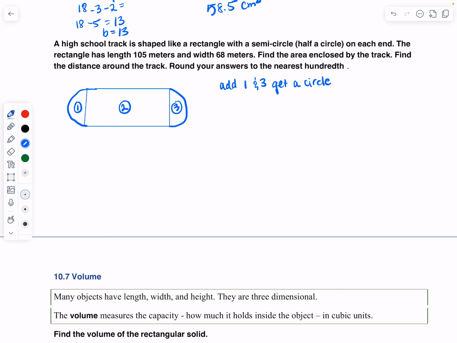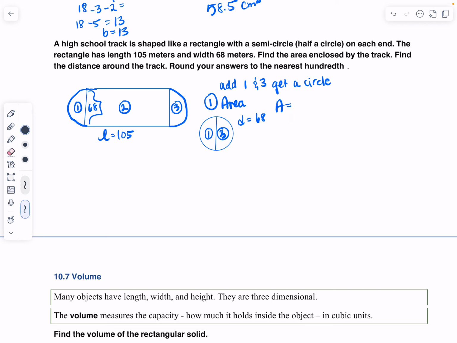Okay. So I'm going to go ahead and work on finding the area of this first. So again, what I'm doing is adding area 1 plus area 3. The rectangle has a length of 105 and a width of 68. So I know that the diameter of the circle has to be 68. But again, if I wanted the area of a circle, I have to do pi r squared.